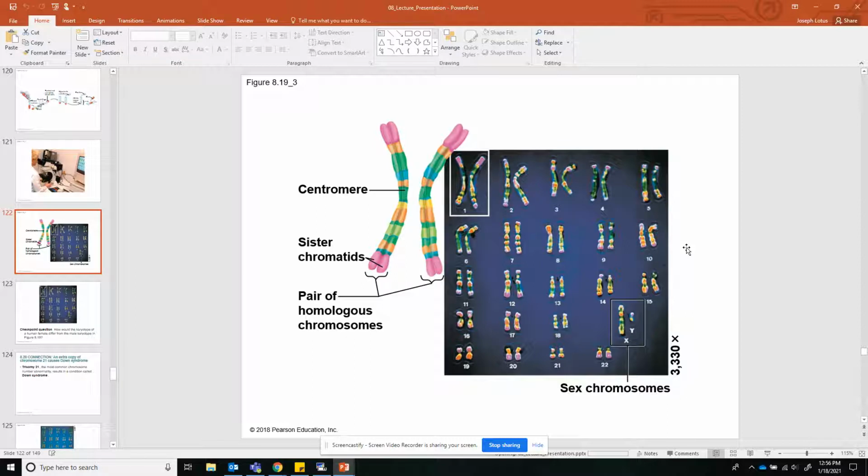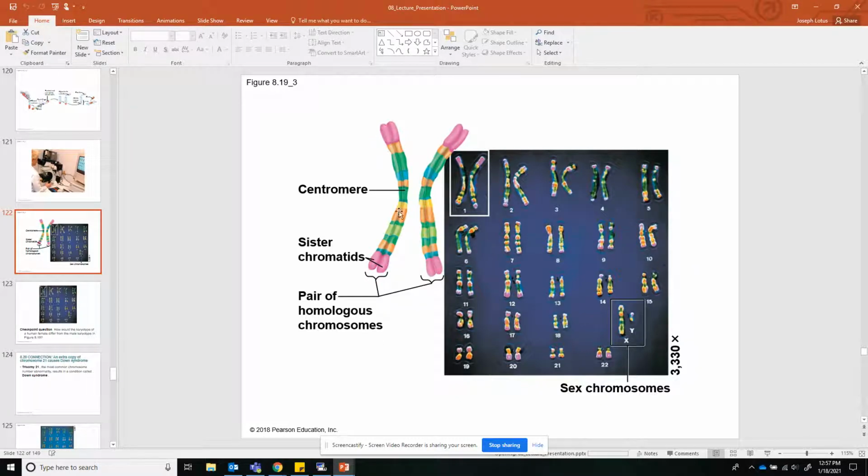So in every single cell of your body, every somatic cell, you have 23 pairs of chromosomes. So this is pair number 1, pair number 2, pair number 3. And in every pair, you have a chromosome from mom and a chromosome from dad. Chromosome from mom, chromosome from dad. Now in your cell, they would never line up like this. This is just how we can place them so that we can study them and understand them together.